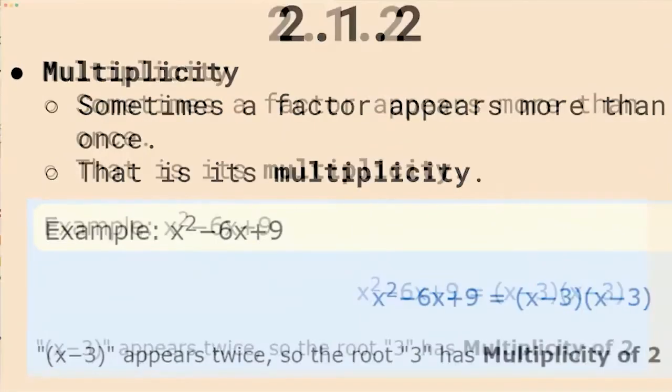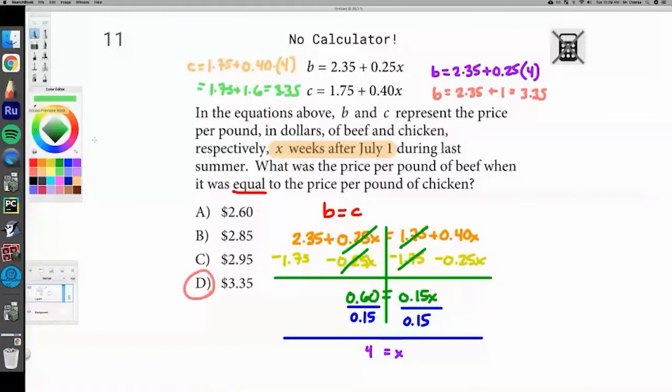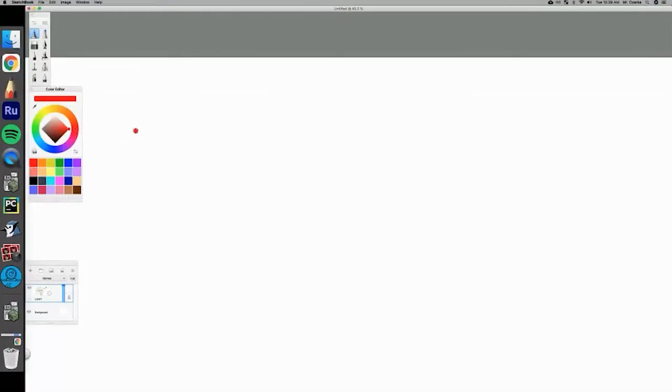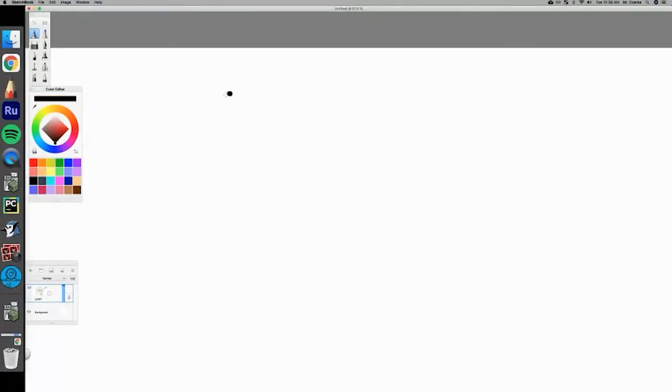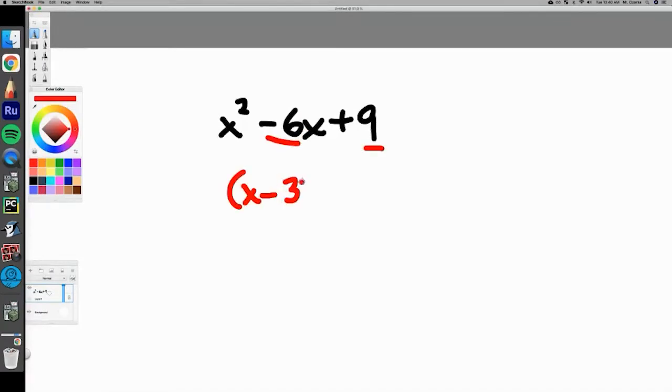Now you could factor this if you want. Let me rewrite it really quick. So you have x squared minus 6x plus 9. Okay, so that's the polynomial that we're looking at. Now, if you wanted to, you can factor this. You can think, what are two numbers that multiply here and add to get here? And you get x minus 3 and x minus 3, and that would be x minus 3 quantity squared.